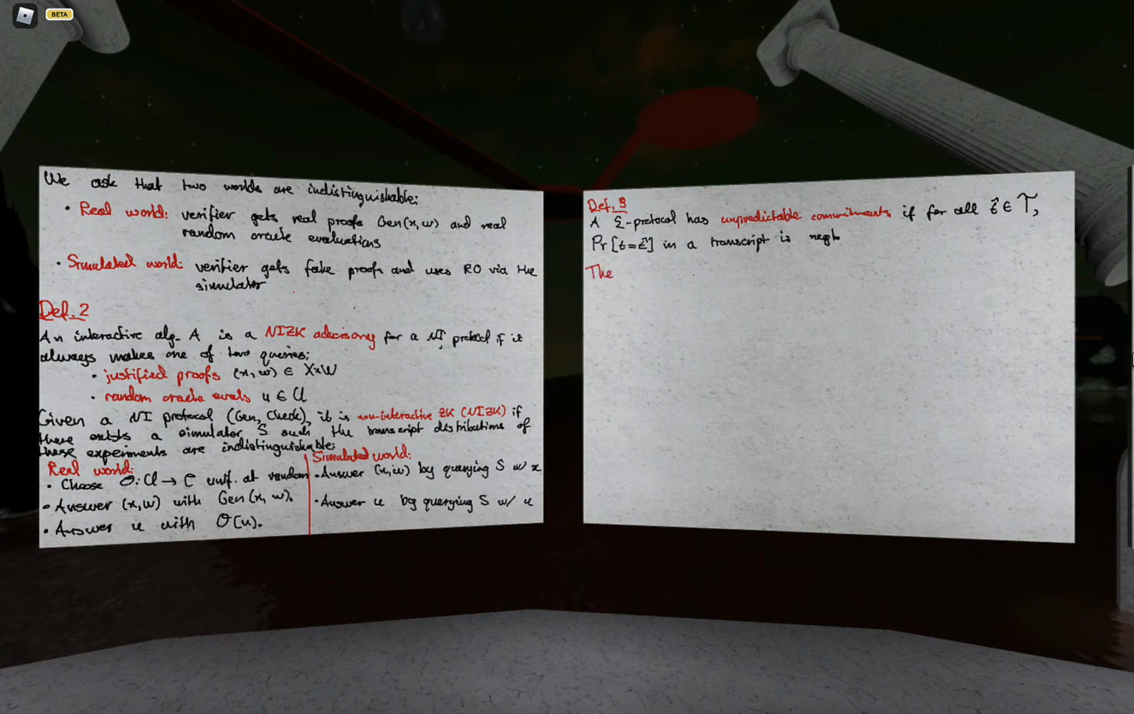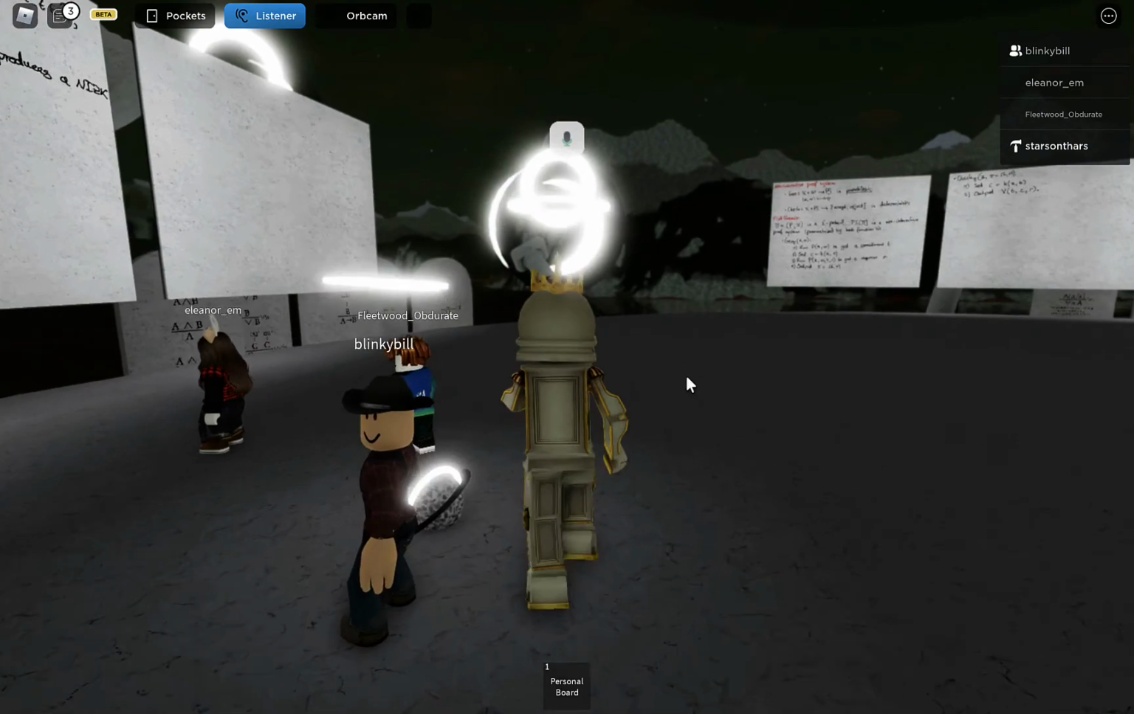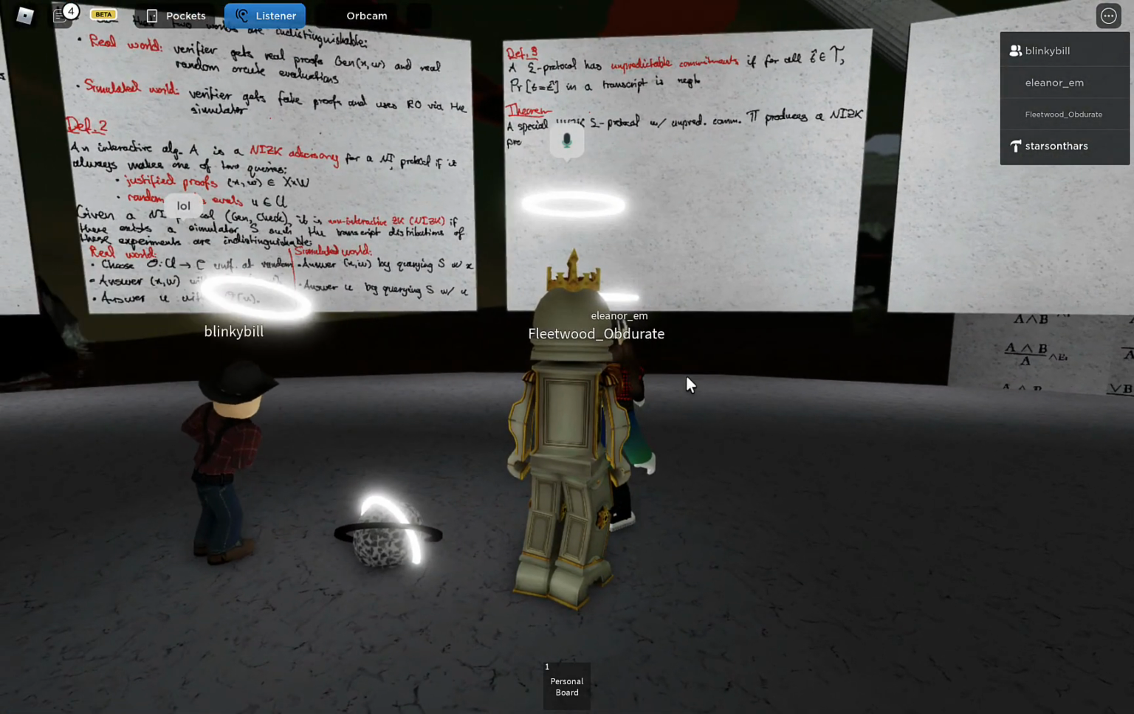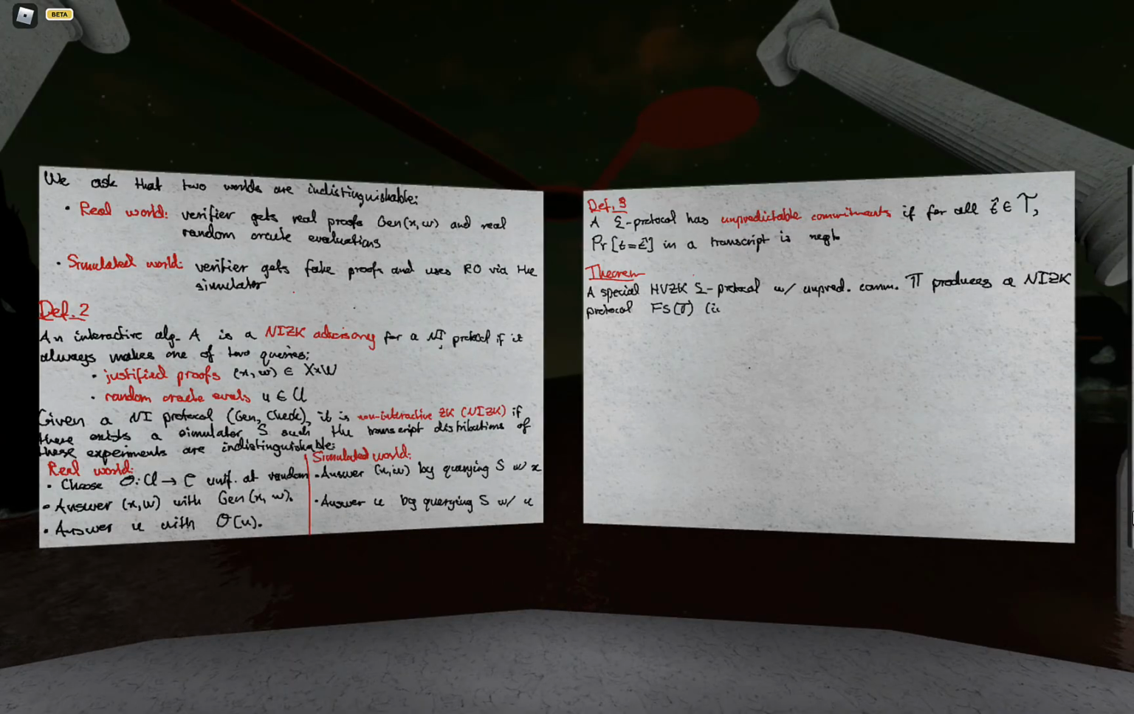Okay, and now we have our result. Let pi be a special HVZK Sigma protocol with unpredictable commitments. We need some lasso tool, Dan. Then it produces a NISZK protocol FS pi. So we do the Fiat-Shamir transformation to our protocol, and it's going to be NIZK with this assumption in the random oracle model.